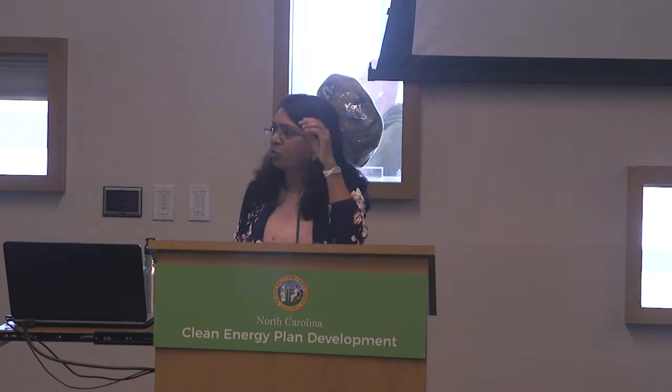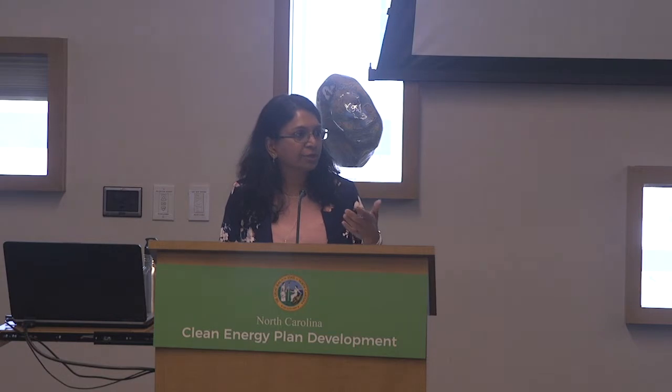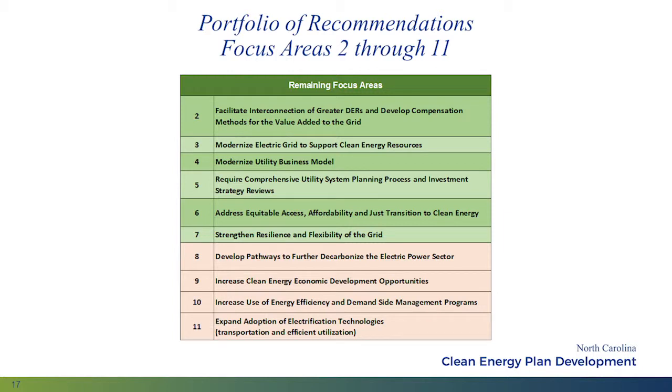And for the presentation of those recommendations, our thought is we would break it down into 11 focus areas. The first 7 focus areas are consistent with the 7 work groups that you all broke down into in the third workshop, and through which we're going to listen to the memos and the results of those workshops. We've added number 8, which is develop pathways to further decarbonize the electric power sector. Number 9, increase clean energy economic development opportunities. Number 10, increase use of energy efficiency and demand-side management programs. And number 11, electrification. These focus areas were discussed, but not necessarily spread out and talked about amongst our work groups. So as a whole, we have 11 focus areas through which these recommendations can be developed.